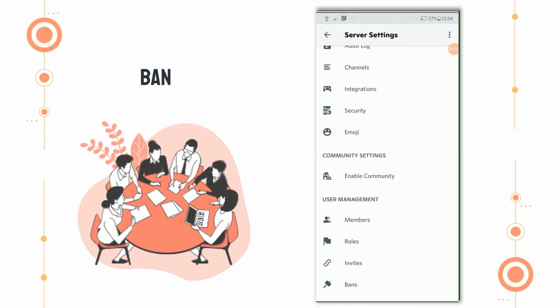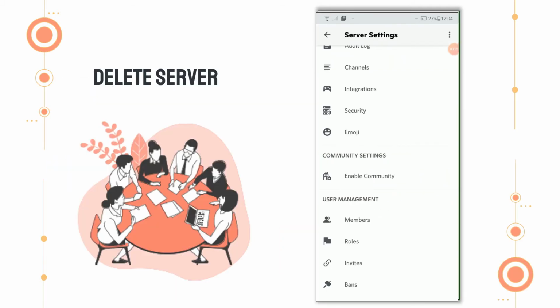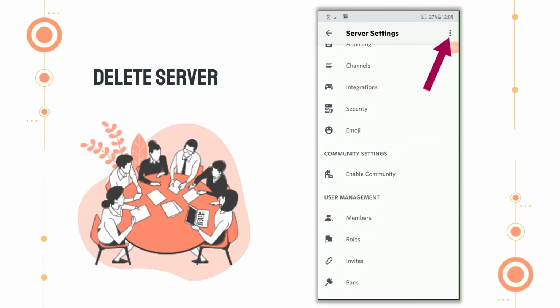Going back to the setting, you can now see the list of banned users from your Discord server. You can delete your server by clicking on the three dots at the upper right corner across the server setting. But of course, we will not do that in this server. All set? Now let's proceed organizing our Discord server.